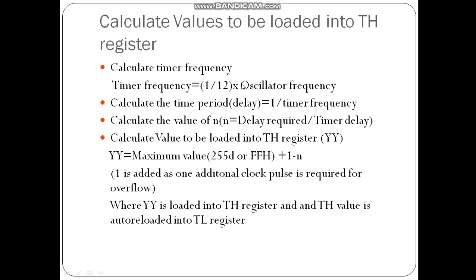Coming to the calculation part, the timer frequency is 1 by 12th of the oscillator frequency. Then the timer delay is the inverse of the timer frequency. Calculate the value of n, which is given by the required delay divided by the delay offered by the timer. Then we have to calculate the value that has to be loaded into the TH register. Here there is a difference in this particular step. Here the maximum value in mode 2 is 255 in decimal or FF in hexadecimal, plus 1 minus n. So the only difference is with respect to the maximum value, and you get a 1 byte answer.